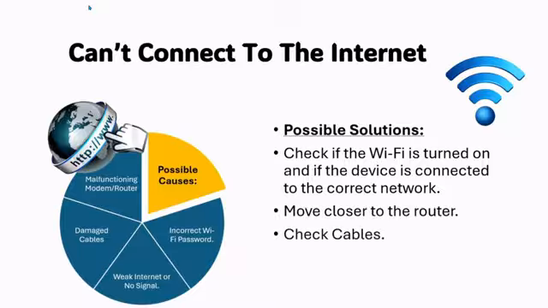Check if the Wi-Fi is turned on, on your device. So you check your phone or your computer to ensure that the Wi-Fi is turned on and that the device is connected to the correct network. So you're connected to the correct Wi-Fi. You can also move closer to the router if you're experiencing a weak signal. And you can check the cables to see if they are damaged.